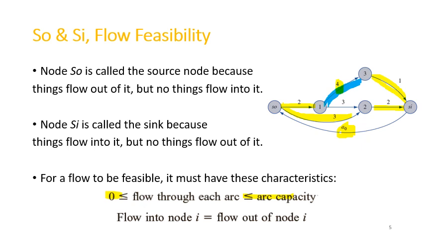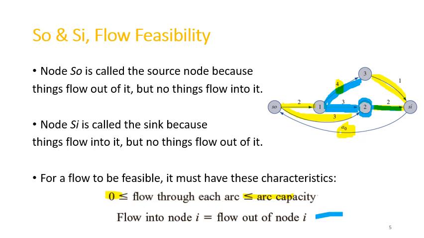Now, the other thing that makes a solution feasible for this problem is that the flow into node i, so any node in your network, must be the same as the flow out of that node, which again makes sense. For example, imagine if you put some oil from 1 to 2 to flow through this arc from 1 to 2. Of course, that oil cannot stay in node 2. It must flow out of node 2.